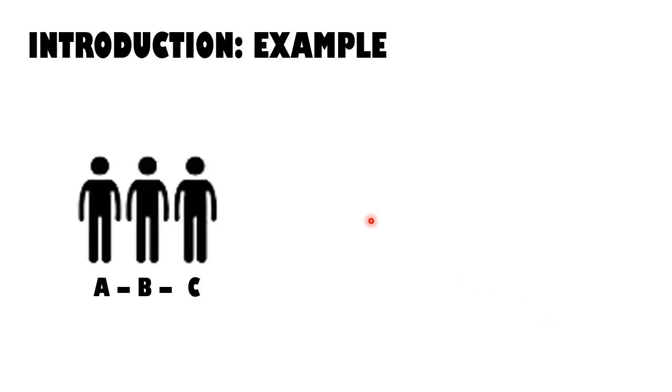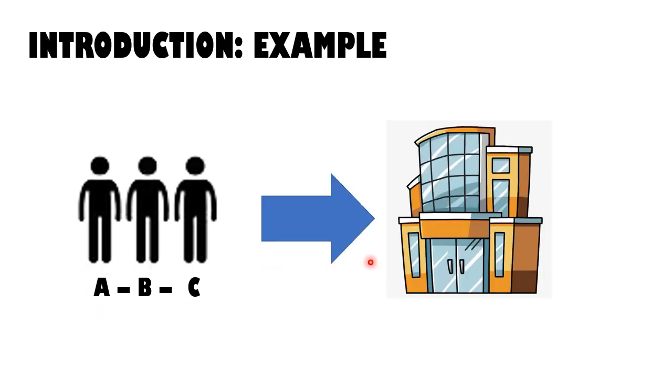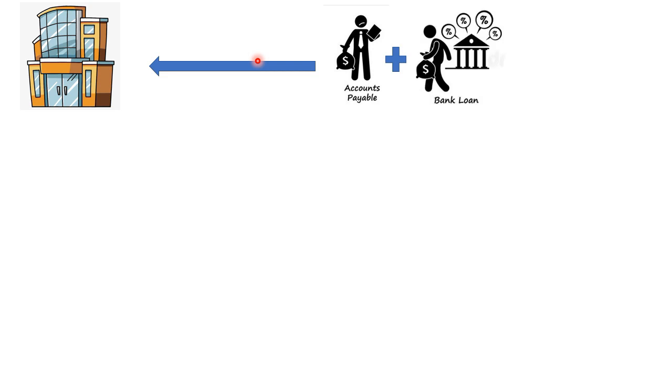Let us say one fine day, three people, Mr. A, Mr. B and Mr. C, come upon and agree to start a partnership firm. Now, in order to start the partnership firm, Mr. A, Mr. B and Mr. C borrowed money from various sources. They took the money from accounts payables, they took the money from bank, and they also invested their own capital. Okay, after borrowing all the money, they started off their partnership firm.